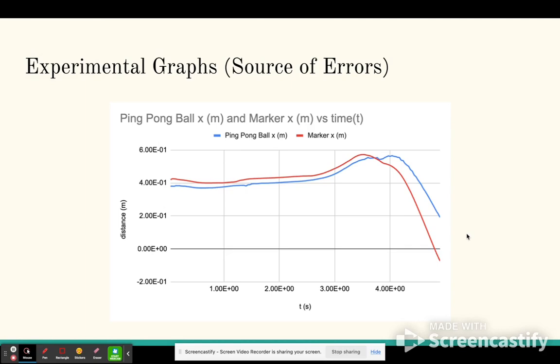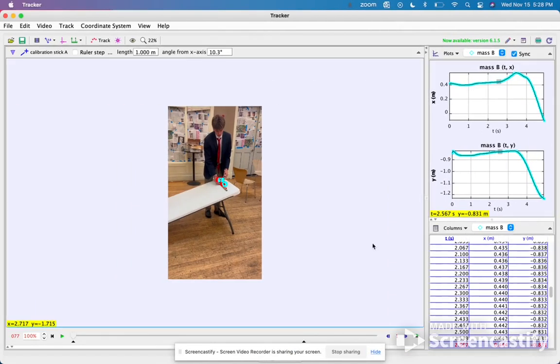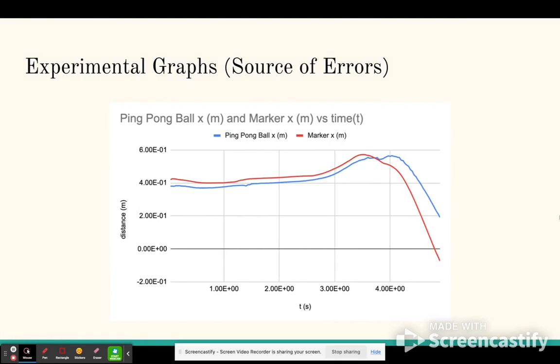And I have to say there is a source of error: the camera is not in a stable position and is not showing the entire ramp at all times. This could create changes in perspective and makes the Tracker software unable to get precise measurements. So here's the change in the x-axis that I found for each object. You can see that the marker accelerates quicker and obtains a greater velocity towards the end.